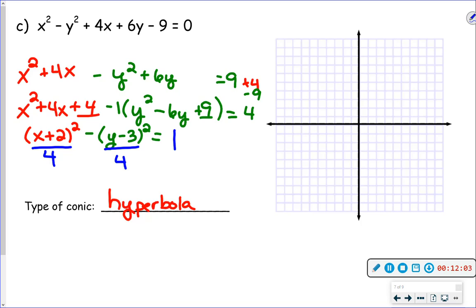Let's graph it. Negative 2, 3. Again, I made easy, nice denominators for you. Square root of 4 is 2. So 2 right, 2 left, 2 up, 2 down. Next thing you have to mark out for a hyperbola is what? The box, the central box.